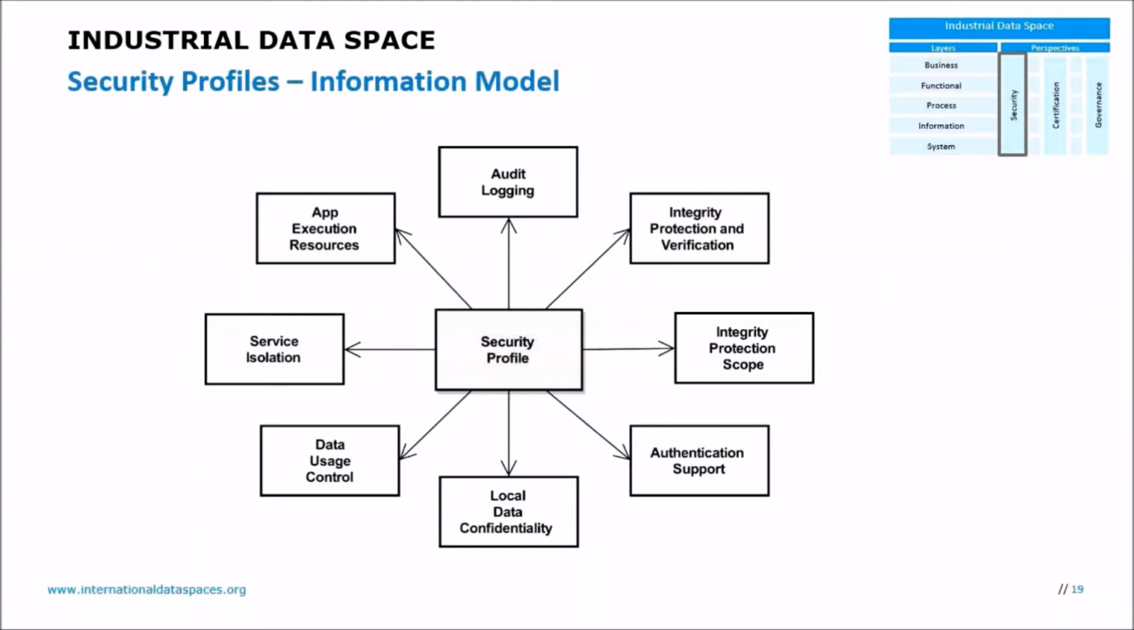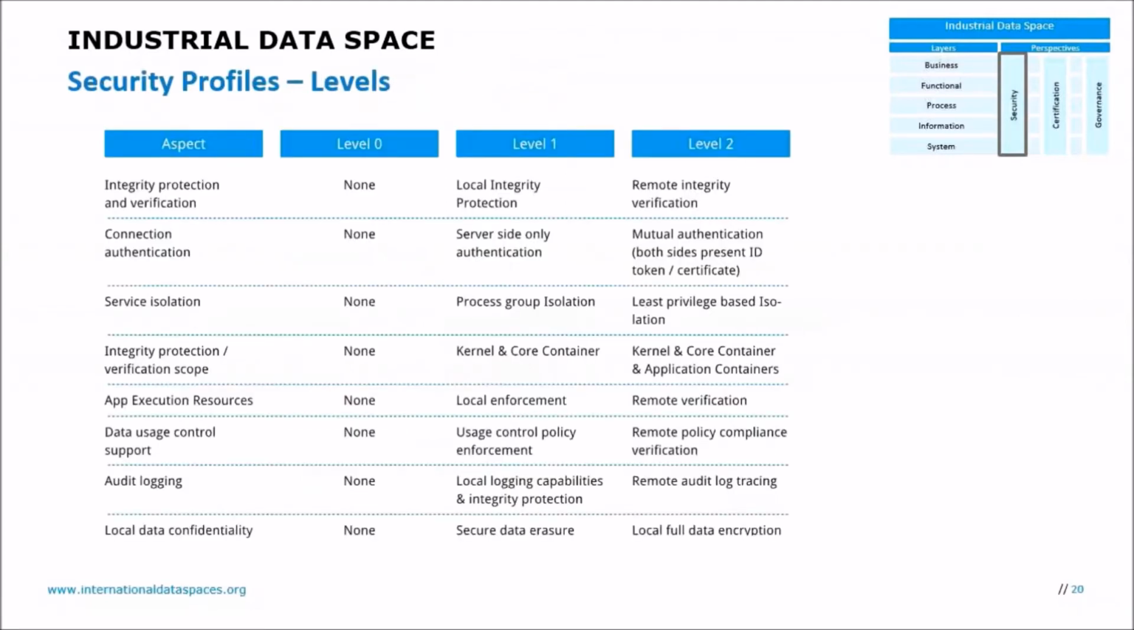And then we have different security profiles, all described in the information model. It's also important, once again, to understand that different settings, different scenarios, different domains, and different verticalizations require different security levels. Level 0, with no security, is not used in any of these ecosystems and domains, but not all of these aspects which are listed here have to be realized in all settings.